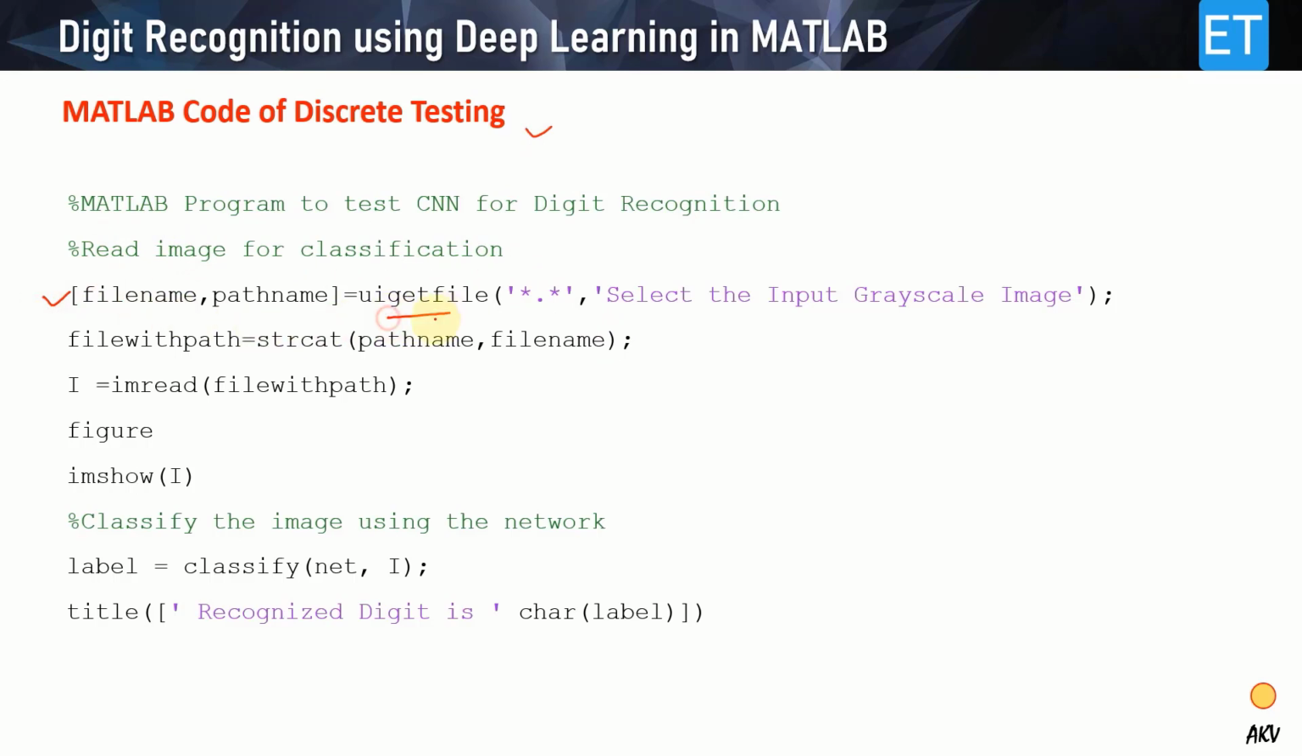Here I am reading any of my files. Executing UI get file, you will get a Windows dialog box where you can choose your file. By imread I read the file, and that goes to variable I, and you can show that image using imshow, and this image is passed to the classify function. Your net, which is already trained, your CNN is there, and the input image is there, so it can classify. You will get the corresponding label, and that label is printed as the title on that image. So you can have an idea whether I have recognized the image correctly or not.